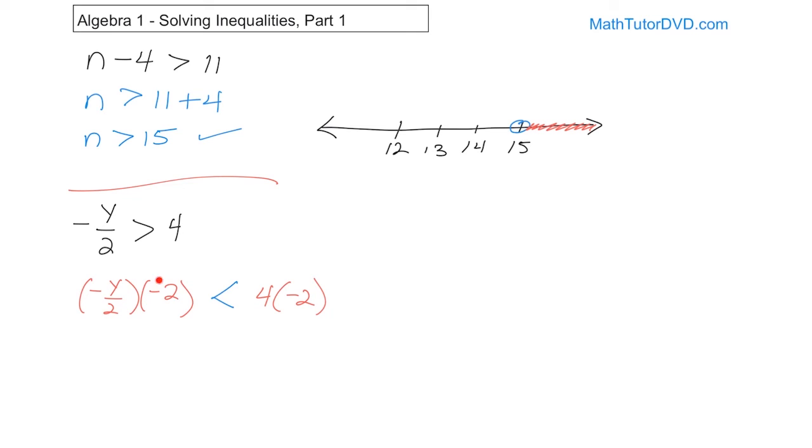So on the left-hand side, you have this, the negatives cancel because they multiply to give you positives. The 2's cancel, so all you have left on the left is y less than -8. Y is less than -8. That's the solution. So that's what you would circle, just like up here, this is what you would circle.